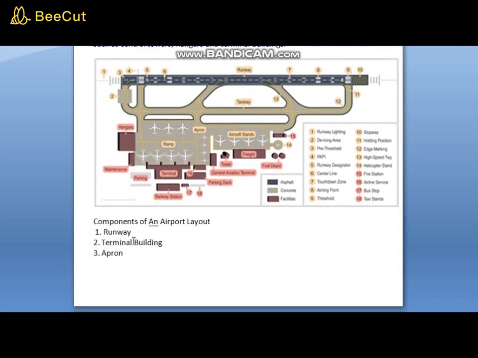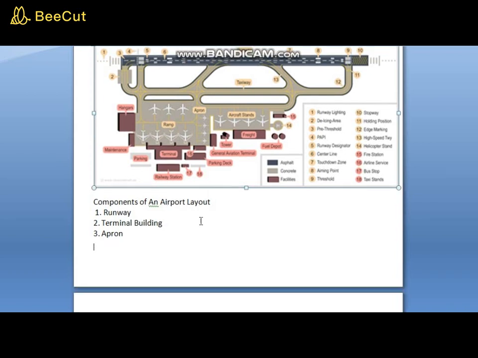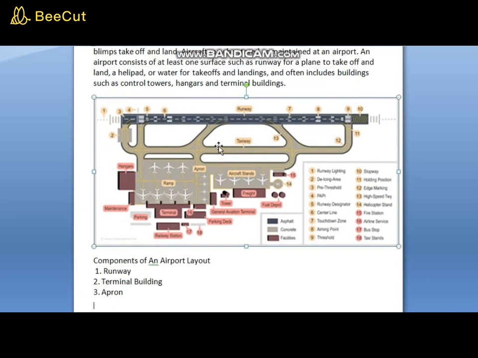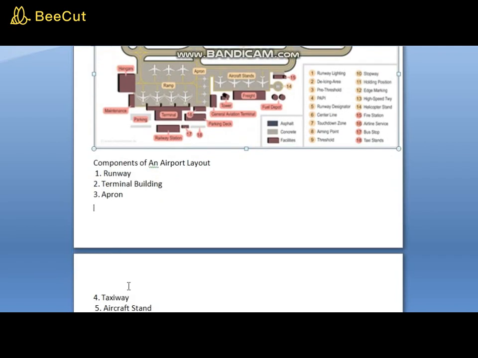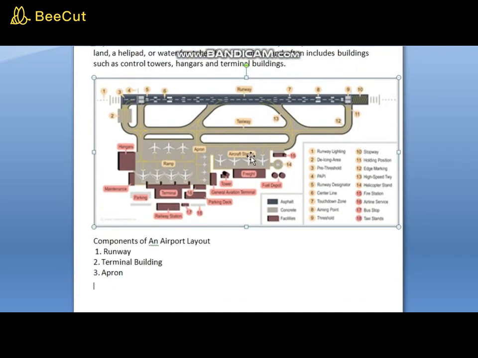It is the runway. You can see it over here, runway. The next is the terminal building. It is over here, terminal building. Runway, you can see it here. Terminal building we have over here. Apron. Ramp, apron, and aircraft stands are one and the same. The next is taxiway. See, this is the taxiway. Roads which connect the apron to the runway are taxiways. After taxiway we have aircraft stands. See, aircraft stands.